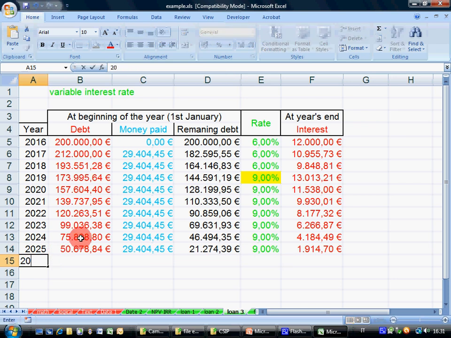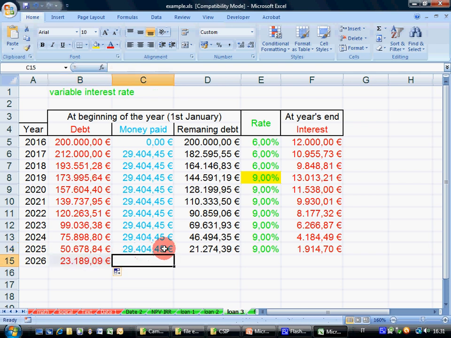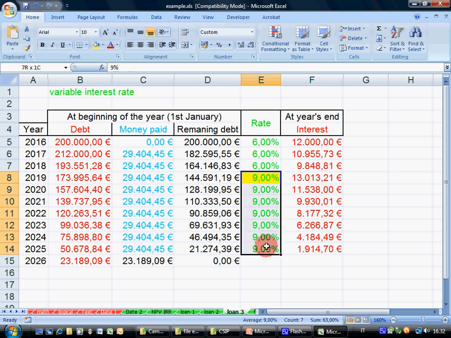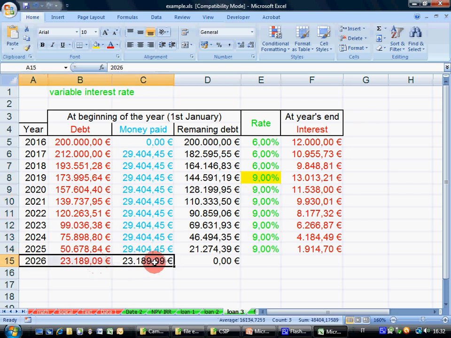So what happens? Well, we have to add another payment, 2026. Okay, so we drag down. You pay exactly what is missing, 23,189.09, and your debt is over. So this is the case, for example, of a constant payment. Your payment is kept constant, obviously for all the time except the last year, and a variable length. With a variable interest rate, it's impossible to keep your payment constant over all the years. The last year will be different. So you have kept your payment constant, but due to the variation of the interest rate, you had to add another payment, so your duration has a different length.